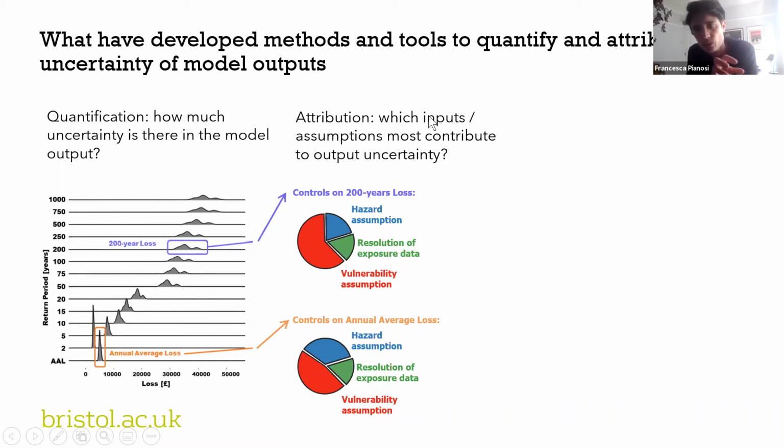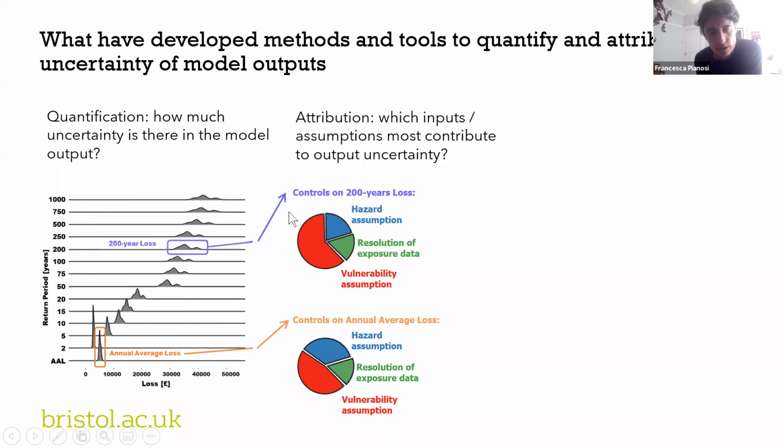The second question that we aim to address with our methodologies is the attribution question. So given that uncertainty in the output, can we map back and see which of the many uncertain input data and assumptions is mostly contributing to the uncertainty in the output? So for example, a typical product of this kind of analysis might be a pie chart where we say, okay, looking at the annual average loss predicted by our model, half of the uncertainty in this variable comes from assumptions made about the vulnerability of the assets insured. And then the second contributor is instead the assumptions made in modeling the hazard. And perhaps the exposure data in this example are actually not too important, and the same for a different variable.